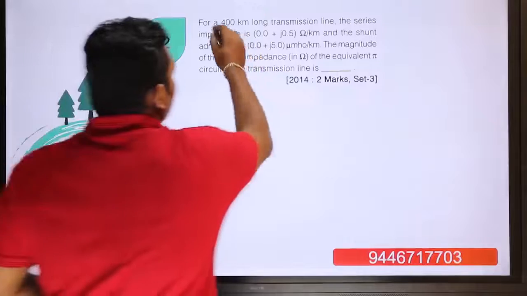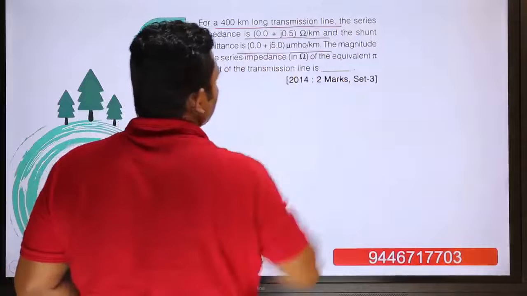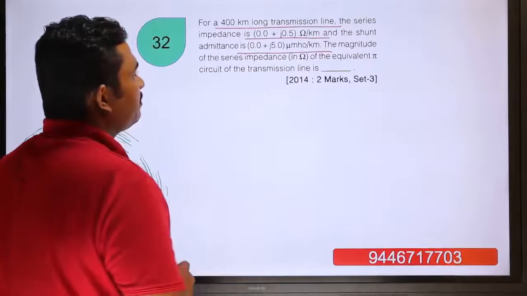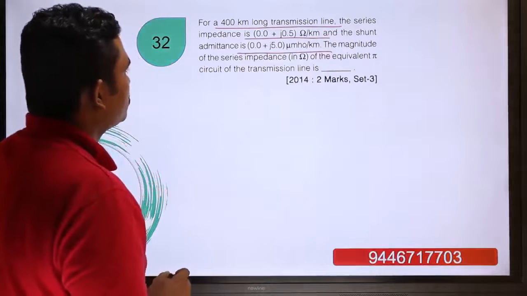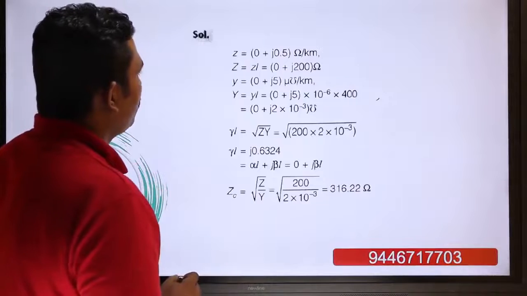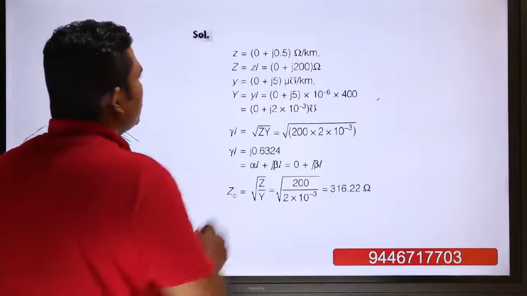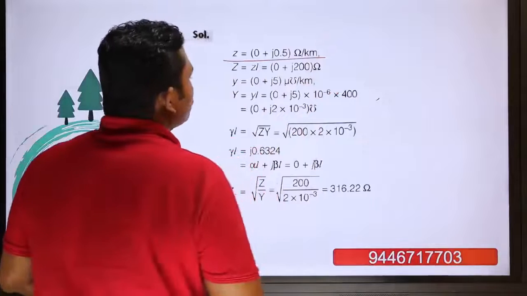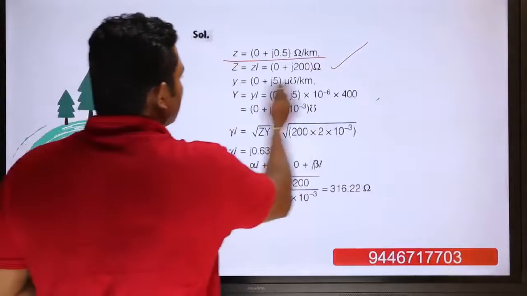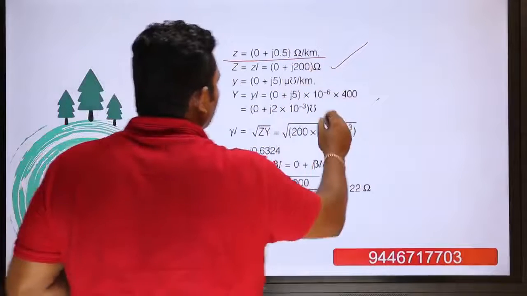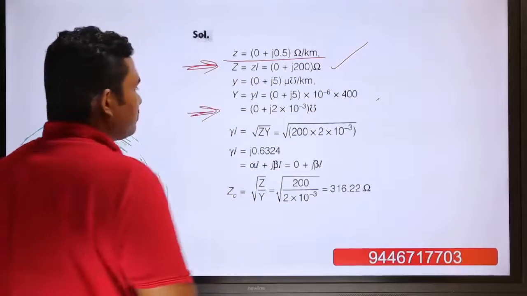For a 400 kilometer long transmission line, the series impedance and the shunt admittance are given. The question is the magnitude of the series impedance in ohms of the equivalent pi circuit of the transmission line. So this is a 400 kilometer long transmission line. Z per kilometer is given, admittance per kilometer is given. Multiplying Z with the distance, it becomes capital Z. Y is given, and we multiply Y with L, so it becomes the total Y. So this is the total impedance of the line and this is the total admittance of the line.